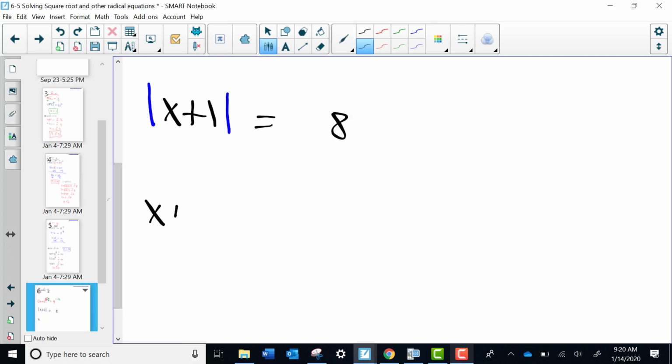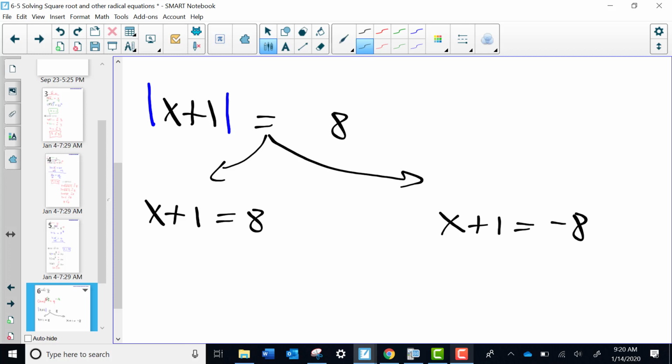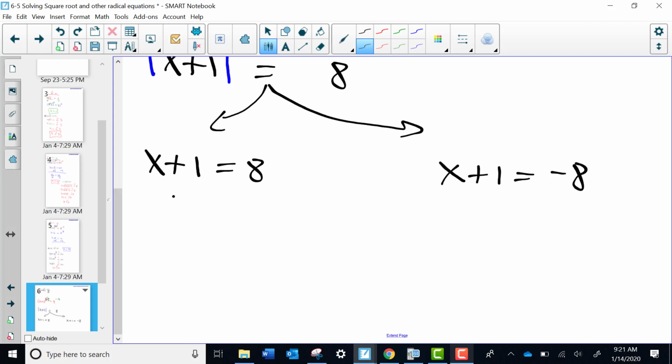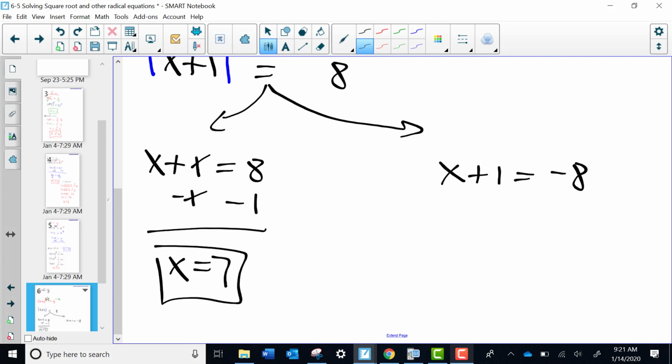So x plus 1 equals 8. And another one, since it's absolute value, x plus 1 equals negative 8. When you solve absolute value equations, it's going to be 2 separate equations. One of them is positive, and the other one is the opposite. Then we'll have 2 solutions for x. Subtract 1, x equals 7. Subtract 1, x equals negative 9.